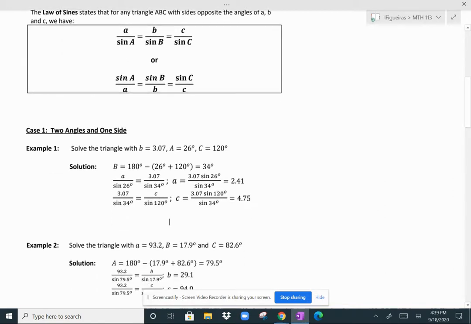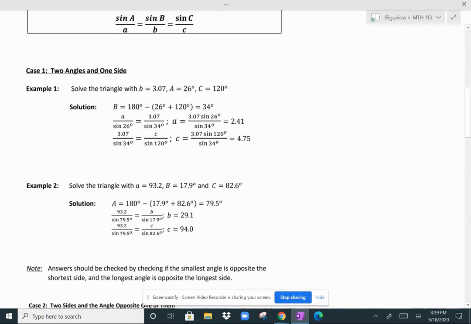So a quick check to make sure you did this correctly is the smallest angle should be opposite the smallest side. Angle A is the smallest angle, that is opposite of 2.41. And similarly, the largest angle should be opposite the largest side, which is 4.75. The other two, angle B, that's the one in the middle. So they always have to correspond. Smallest angle corresponds to smallest side. Largest angle corresponds to largest side.